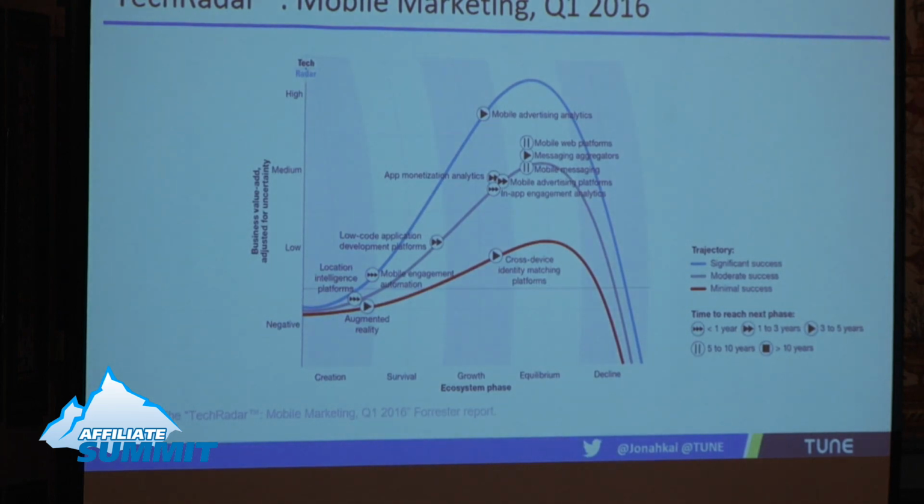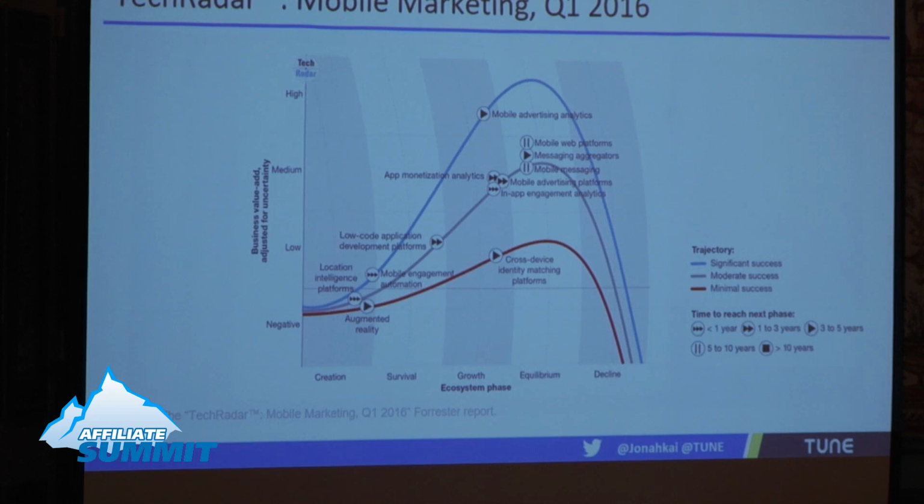Tech radar, right? This is an interesting thing. Tech radars are something Forrester looks at, and this looks at what is going to happen in the next several years. The easiest way to think about this is blue is successful, gray is not, red is minimal. The time to reach, the thing you want to look at is how many little arrows they have pointing to the right. That gives you an idea about time, right? So mobile advertising analytics, Tune, we're in that space, it's good. Significant success, customers that have it, and there's longevity of it, 3 to 5 years, right?